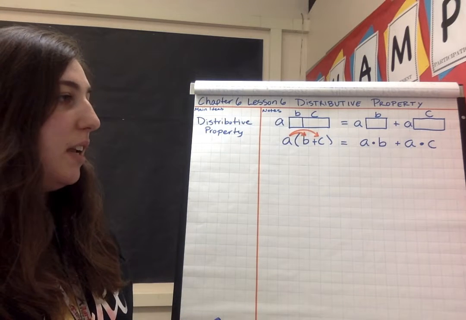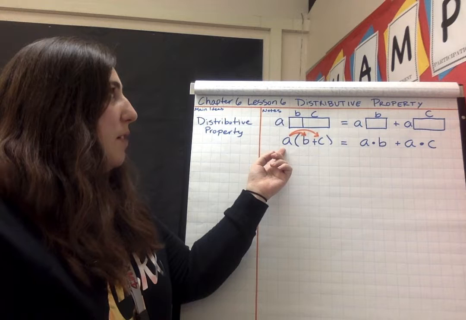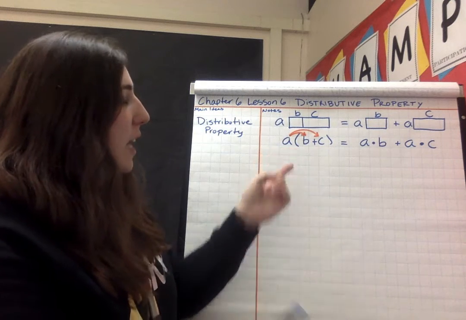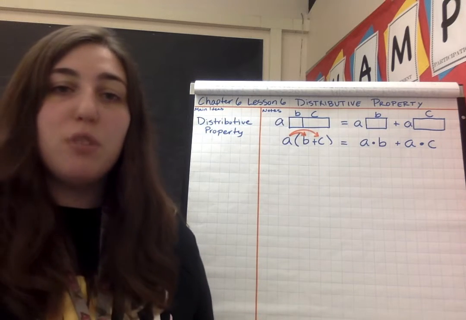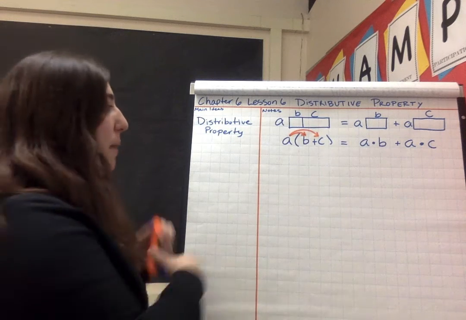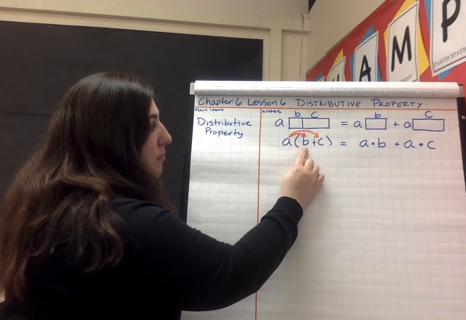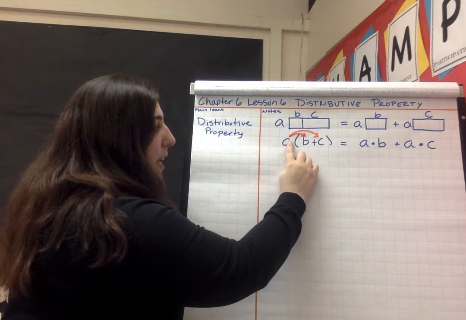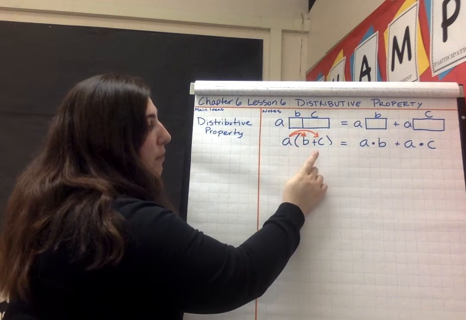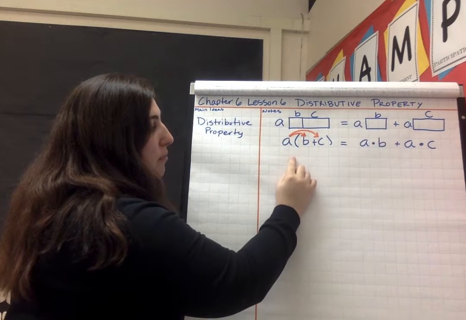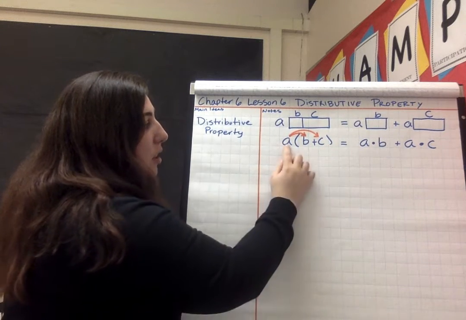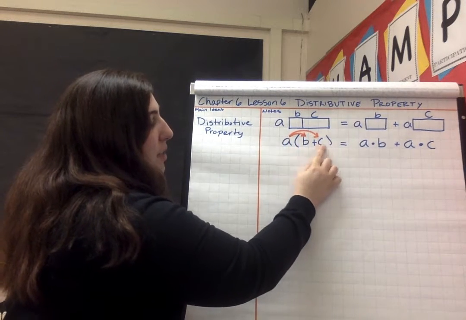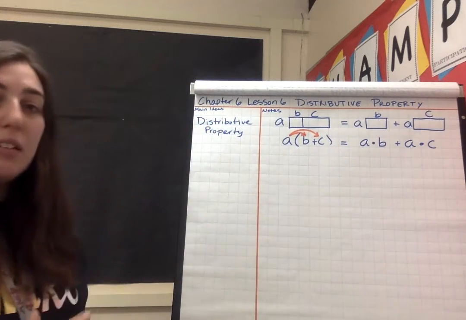you could say it gives it, okay, just like when I'm passing out papers, I'm distributing papers, okay, so I'm giving this A to the B, so it's being multiplied, and I'm giving this A to the C, so that's being multiplied. Okay, I'm distributing the A to everything inside the parentheses. So A times B, we have that here, and A times C, we have that here. Okay, so that's the distributive property.